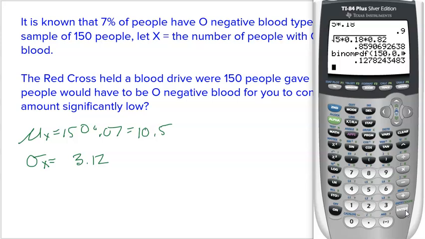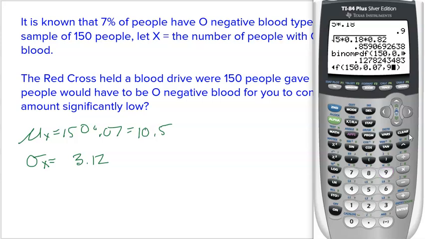Notice that this is very likely. About 13%, right? About 12.78%. Why is 10 people very likely? Because that's pretty close to the mean. That's what should happen.